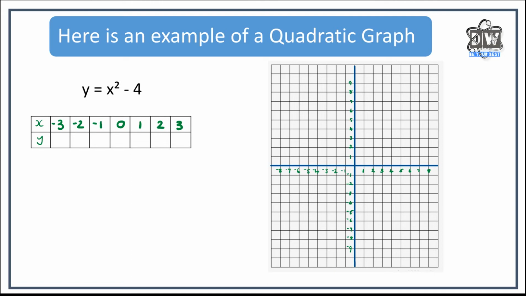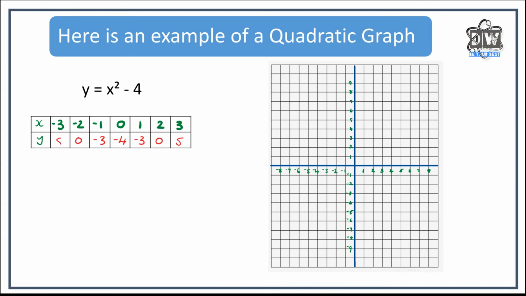Okay, so we're starting with 0. So 0 times 0 is 0. 0 take away 4. We should end up with minus 4. 1 times 1 is 1. 1 take away 4 gives me minus 3. 2 times 2 is 4. 4 take away 4 is 0. And 3 times 3 is 9. Take away 4, and we should end up with 5. And we're going to find the same thing on the other side of the 0 as well.